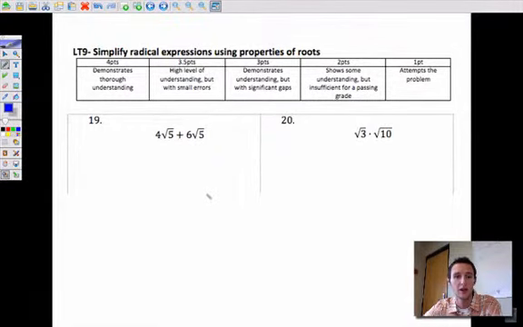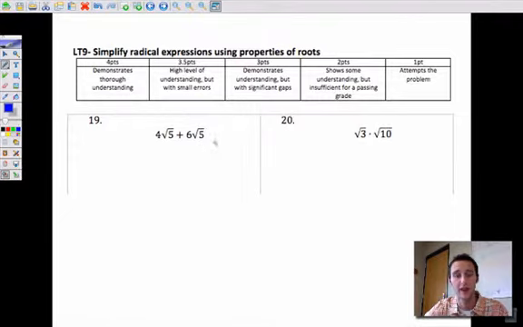Here is your video for retake of learning target 9, simplify radical expressions using properties of roots. And these are the first two problems that you had on your test related to this learning target. The first one is adding two things with square roots in them.